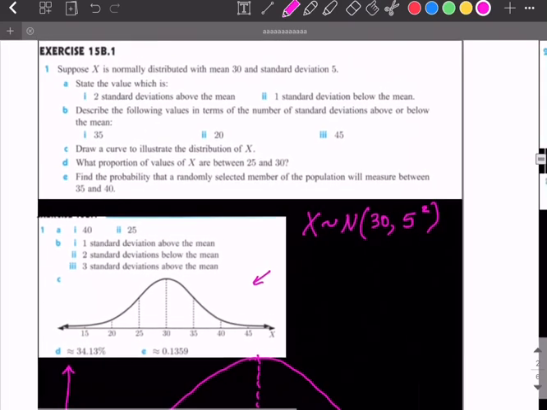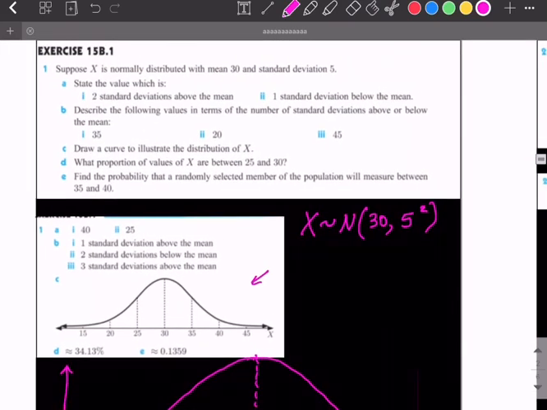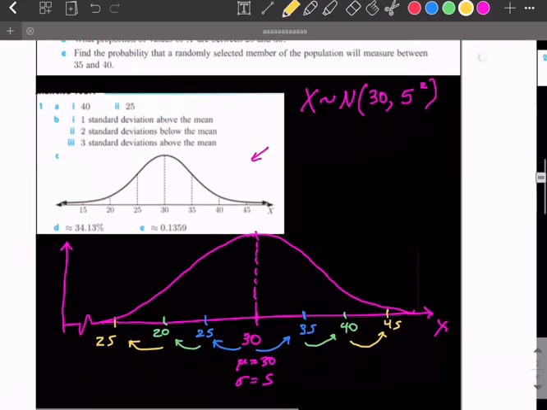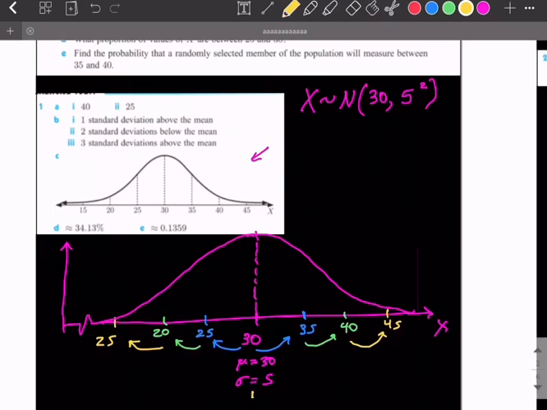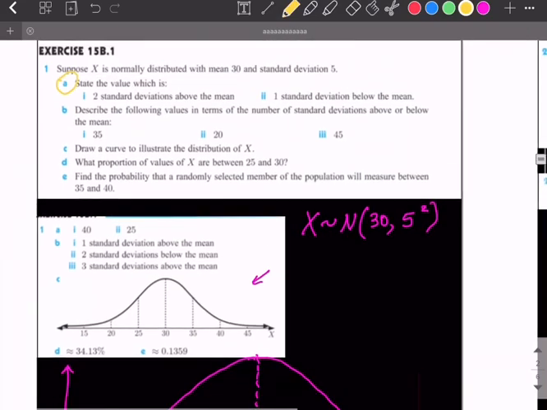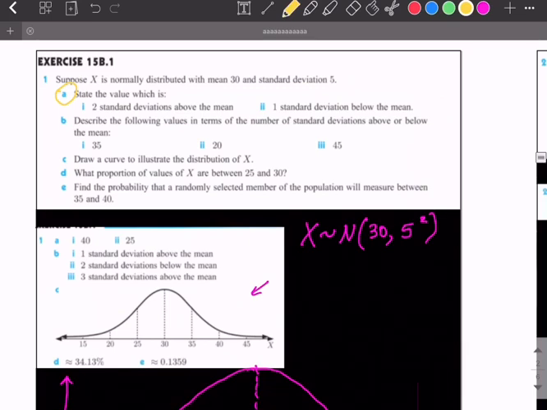The question says state a value. So here, question A. Let's deal with question A. State a value which is 2 standard deviations above the mean. All right, so I start at 30 here, and 2 standard deviations, 1, 2, and the answer is 40. So the answer to this question is 40.